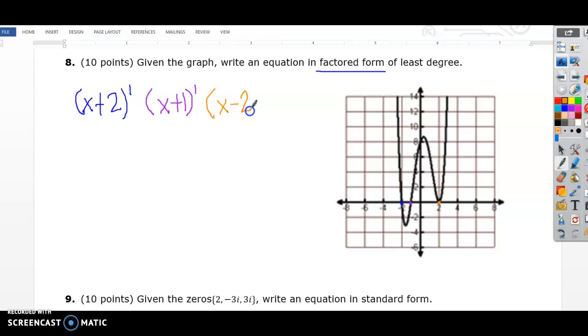So when I plug it into my factor, that's x minus 2. And if I look to see what the graph is doing, it touches at 2 and then it bounces off. So then that implies that my multiplicity is 2. So this is my equation in factor form, because factored form implies that it has factors, which is those in parentheses. And that's it.